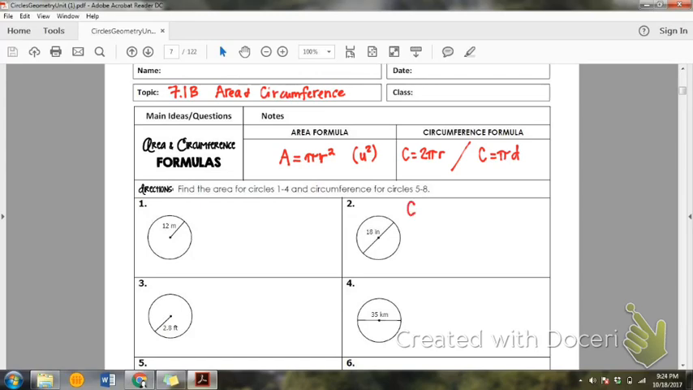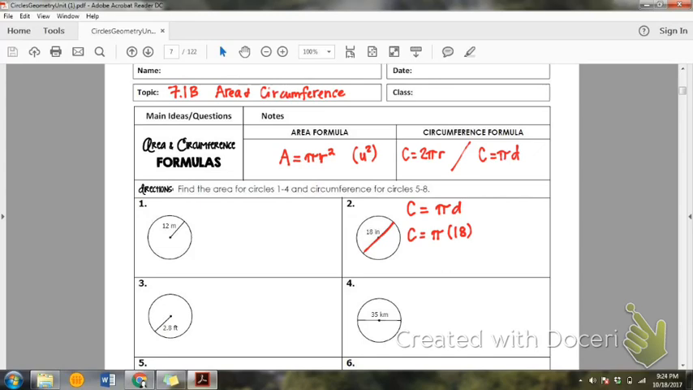If we look at this one, we have our diameter. The 18 is our diameter, so we could use the diameter formula. We know our circumference is equal to pi times 18. So with our calculators, we're going to go ahead and put that in. Again, you're doing 18 times the pi button.